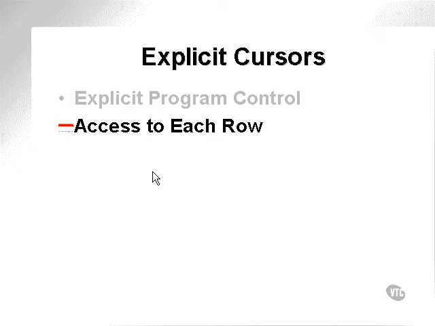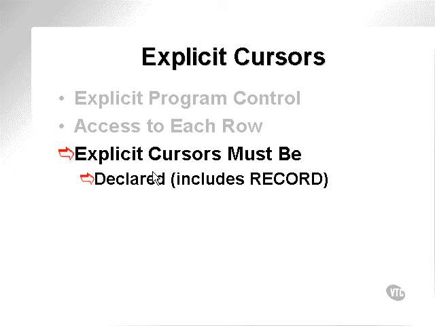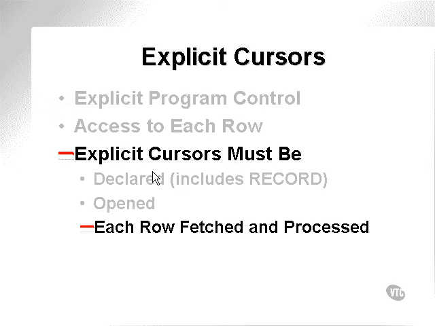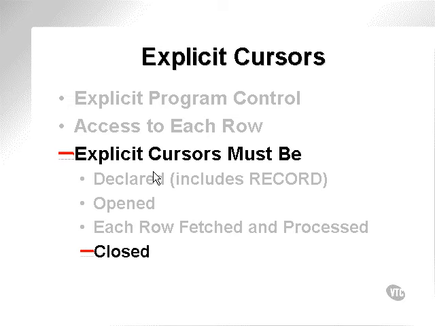Explicit cursors have certain requirements that the programmer is required to do in PLSQL. Firstly, they must be declared, they have to be opened, each row must be fetched and processed row by row, and finally, when an explicit cursor is finished with, it must be closed. If an explicit cursor is not closed, eventually cursor limits will build up on the database, causing problems for the database administrator and ultimately performance problems.